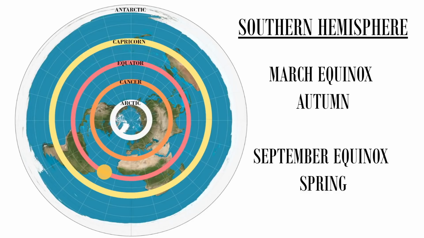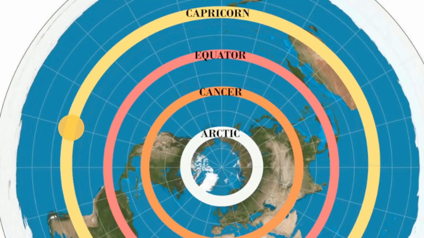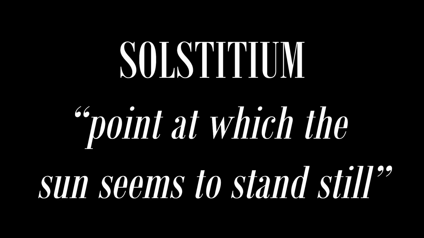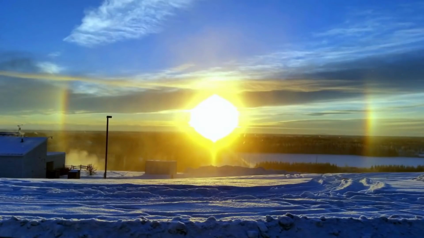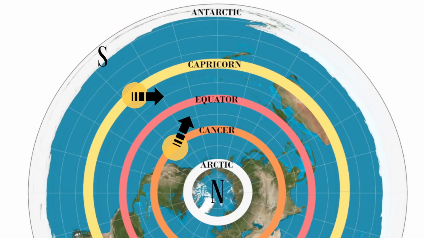It is important to note that the sun never reaches the Arctic Circle, nor does it reach the Antarctic Circle. It never reaches the poles. It journeys to the tropic circles and then turns back. The point at which the sun reaches its most northerly and southerly excursion relative to the equator is called the solstice. Solstice comes from the Latin word solstitium, which means point at which the sun seems to stand still. And indeed, many do note that the sun seems to stop on the solstices. And this is because, in a sense, it does. It reaches the most northerly and southerly excursion and turns back.